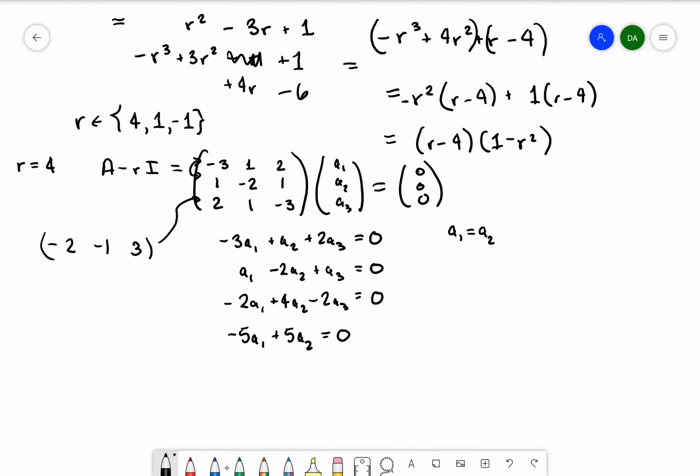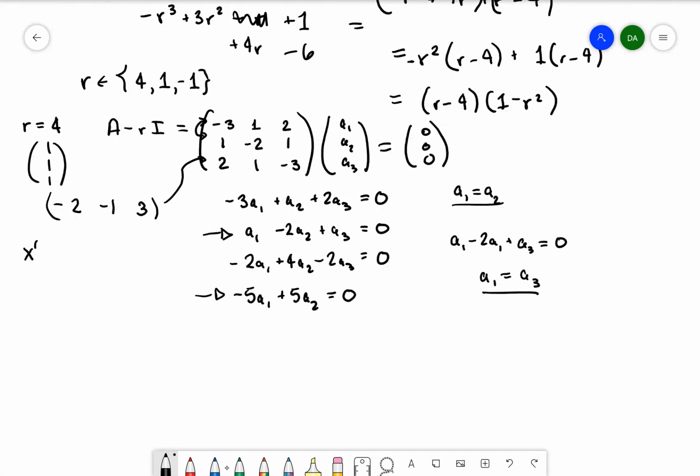Now we can take this fact and plug it into any of these equations, except this one. That's the one that we used to get this. So any of these other equations, let's say this one, we'll plug this fact into this one to get a1 minus 2a1 plus a3 is equal to 0. And working out a little arithmetic, we get a1 is equal to a3. And so we have a1, a2, and a3 are all the same. And so for this one, we get an eigenvector of 1, 1, 1. And we have one solution to this equation. x1 of t is equal to 1, 1, 1 e to the 4t.